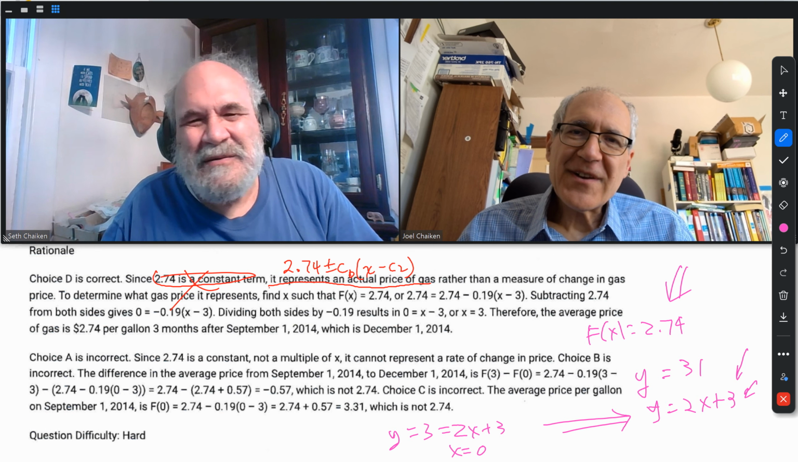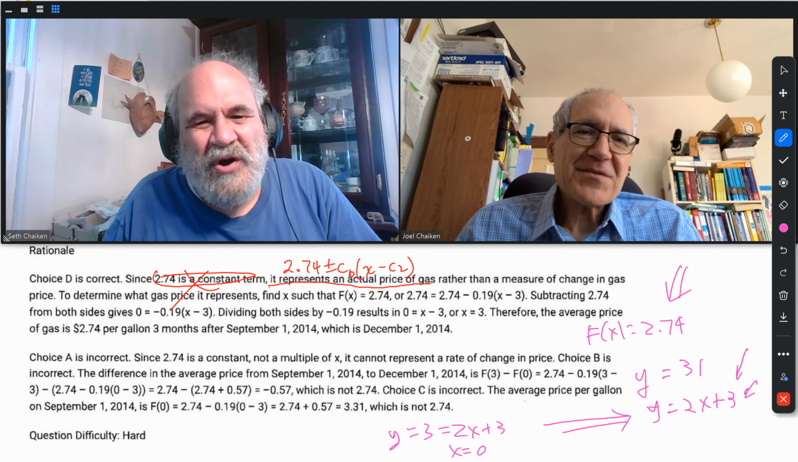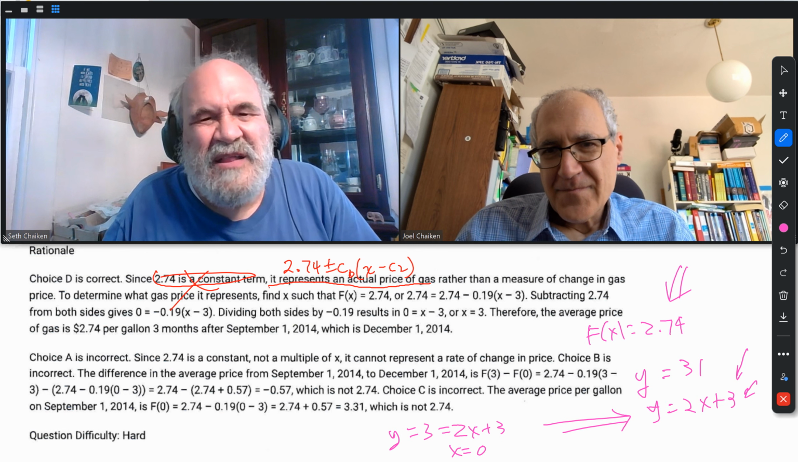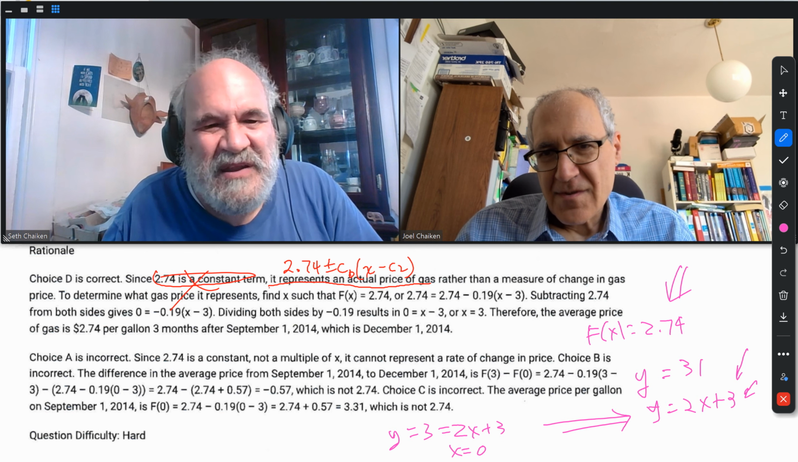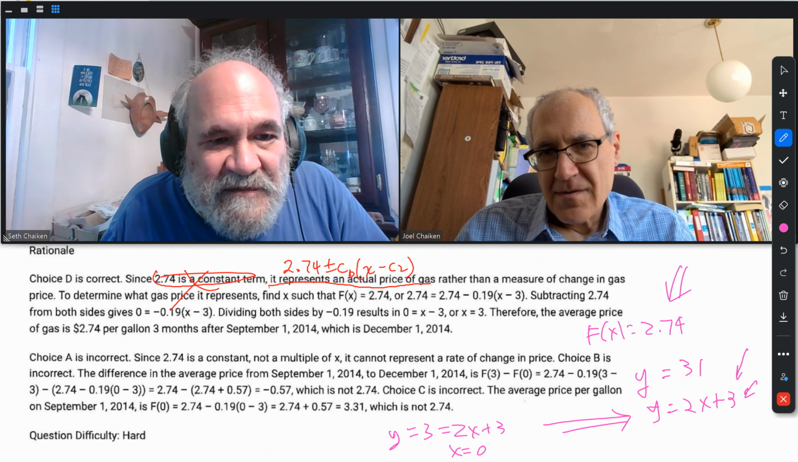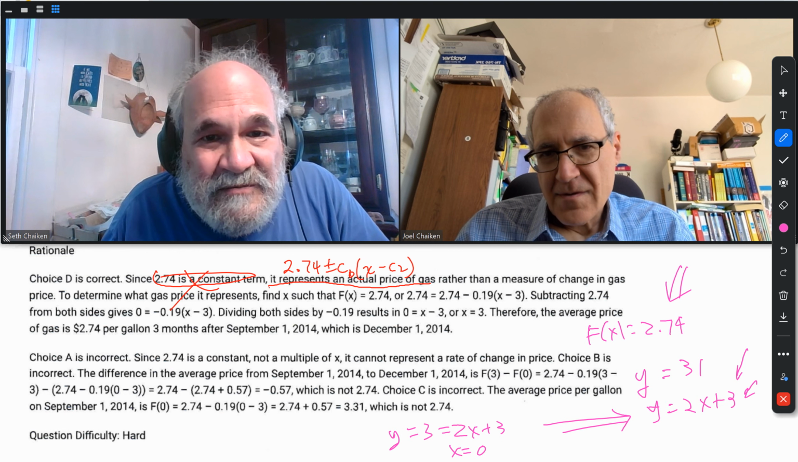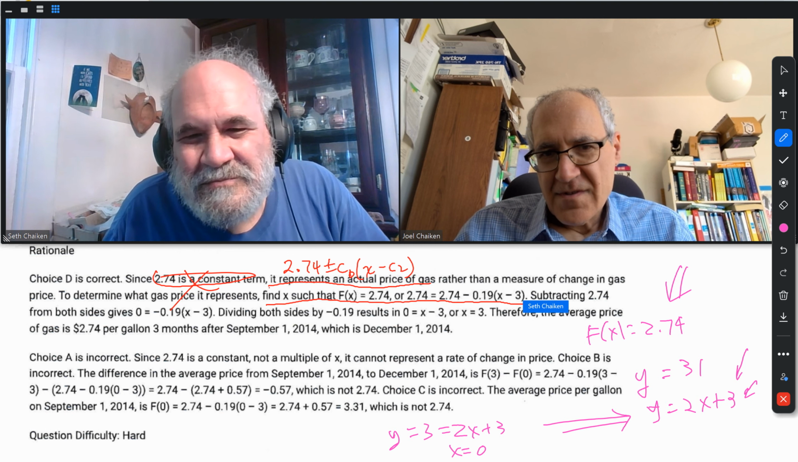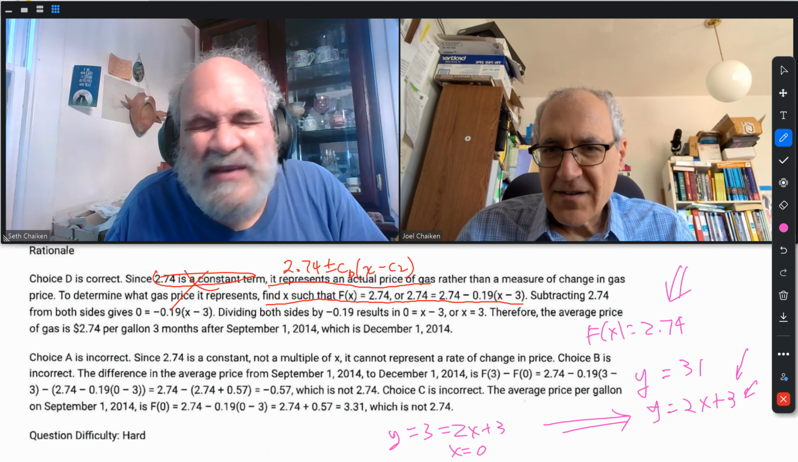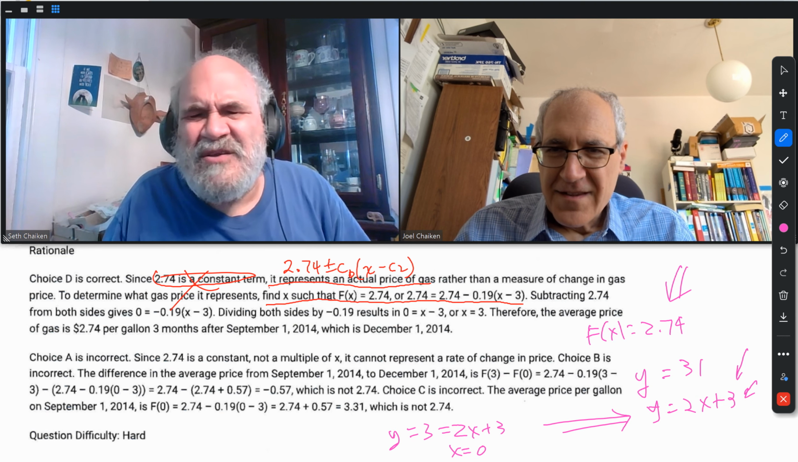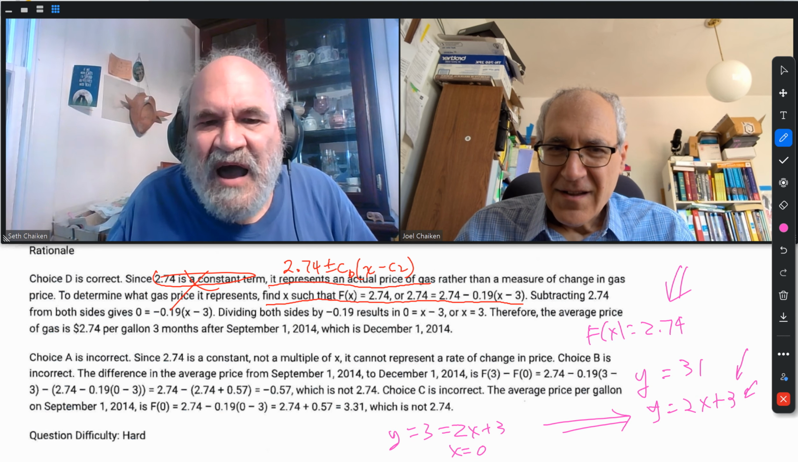Let's jump into our explanation. The other thing that I don't like about this explanation: find x. Solve for x. Oh my God. Solve for x. Don't bother. They should tell people.